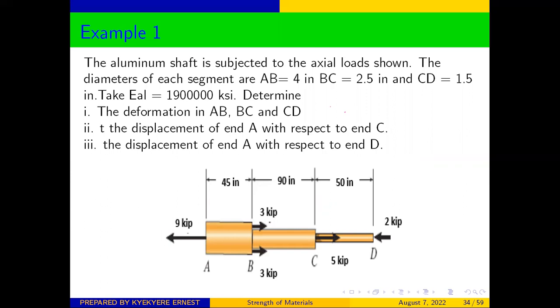The diameter of each segment: AB is equal to 4 inches, BC is equal to 2.5 inches, CD is equal to 1.5 inches. Take the modulus of elasticity of aluminium to be 1.9 times 10 to the power 6 KSI. Determine the deformation in AB, BC, and CD, the displacement of A with respect to C, and the displacement of A with respect to B. So let's see how to solve this problem.